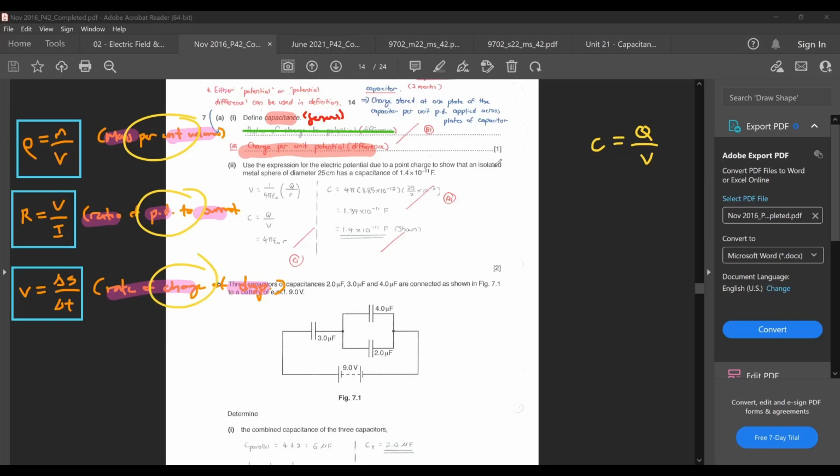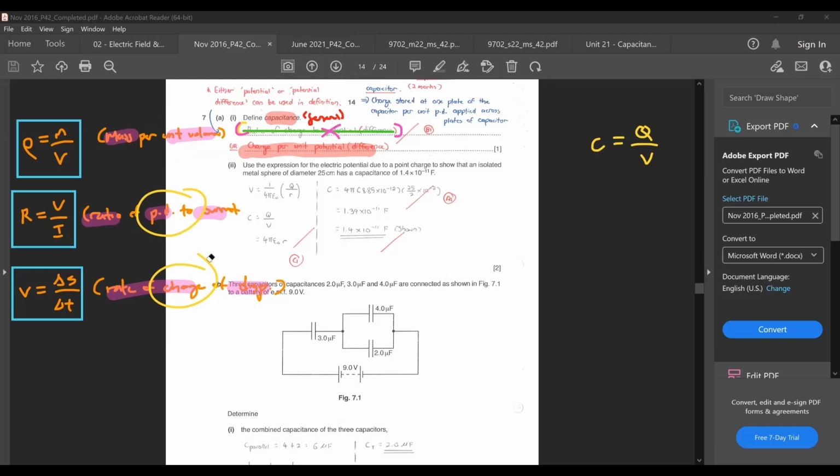It actually should be following this one, the first one: charge per unit PD, or charge per unit potential. I cannot say it's the ratio of charge to potential. This is what I did over here. This is actually the wrong way of writing it. It's supposed to be charge per unit something. That's why I say the first statement that I wrote here is wrong.